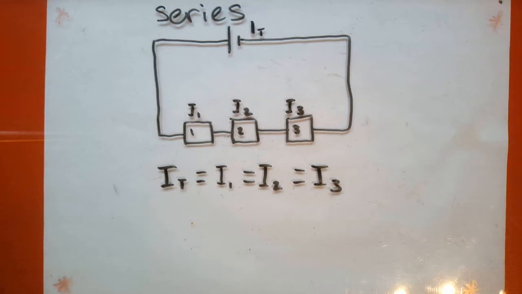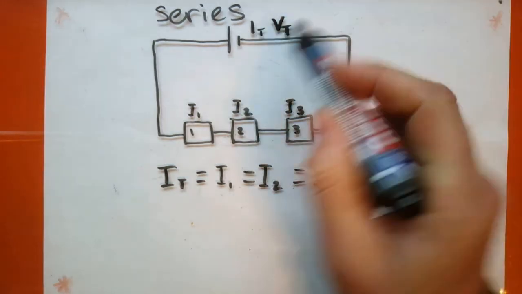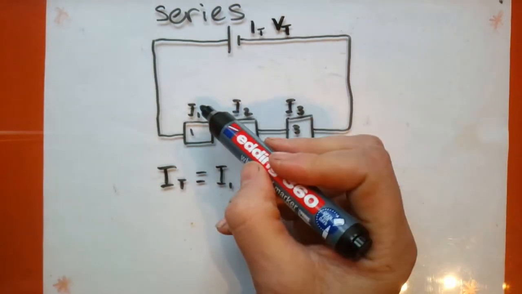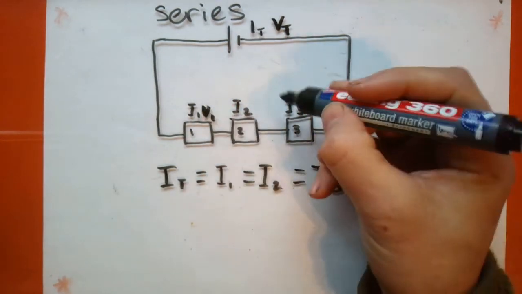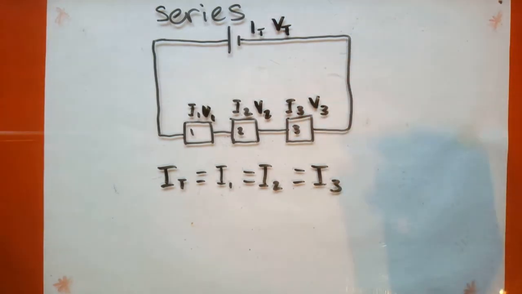Now, the next thing we want to talk about is voltage. So again, we're going to say the total voltage is at the cell here. We can talk about voltage 1, we could talk about voltage 2, and we can talk about voltage 3. This is also known as potential difference. They like to use the word potential difference in the exams. I'm using voltage for today because it's a bit simpler and quicker to write down instead of PD.